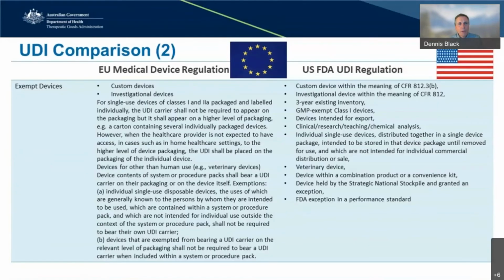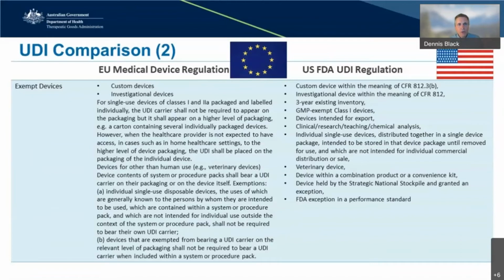If we look at which products are exempted, the US FDA exempts GMP Class 1 devices. There's no such category in Europe. We have a national strategic stockpile in the US. Those items would be exempted. That concept does not exist in Europe. Europe has an exemption for space limitations. US FDA will provide exemptions if you request something specific from the regulator and they agree.